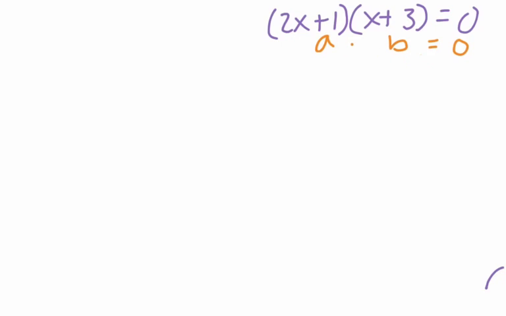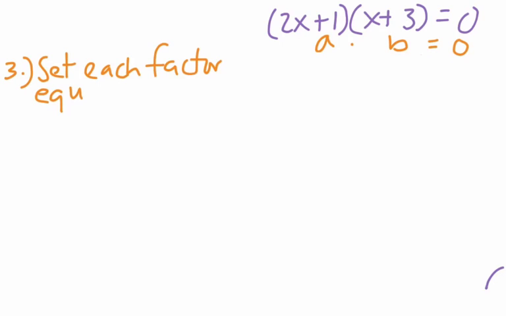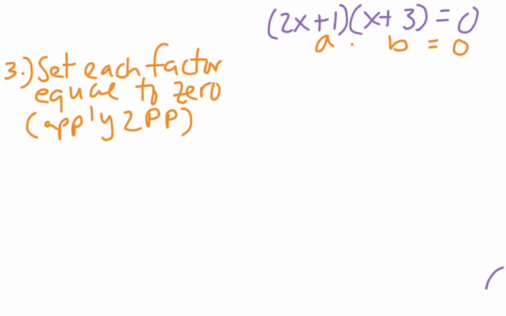And so that's going to lead us to our third step, which is set each factor equal to 0. In other words, apply the zero product property. I'll abbreviate that ZPP. So I've got two factors. I have a factor of 2x plus 1, and I have a factor of x plus 3. We're going to set each of those equal to 0. That's where the equation splits into 2.